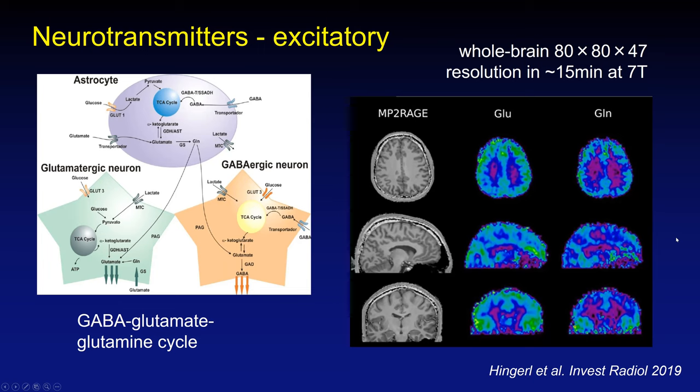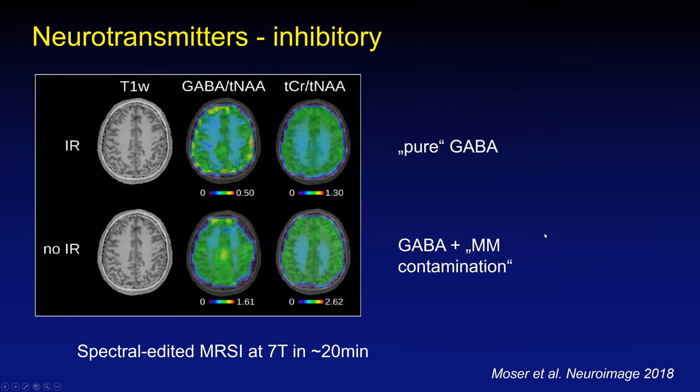But it's not that straightforward to directly measure GABA. Therefore, we have been also investigating spectral editing MRSI methods for 7 Tesla. So here are some examples where we did GABA mapping using a traditional GABA mapping approach. Here's a GABA to NAA map, for example. But you see that the expected gray matter to white matter fraction is not as good as we would want it, because there is also additional contamination from macromolecules.